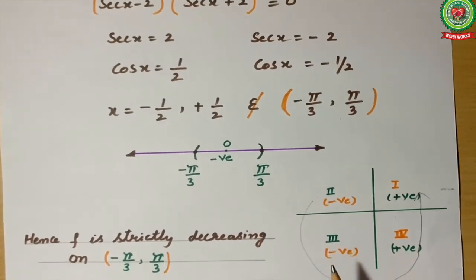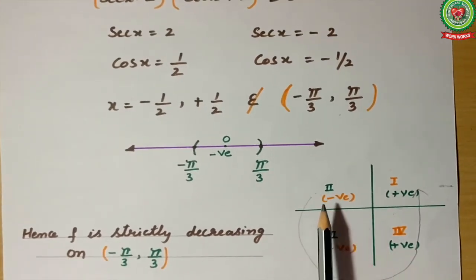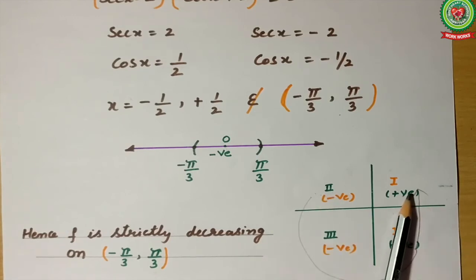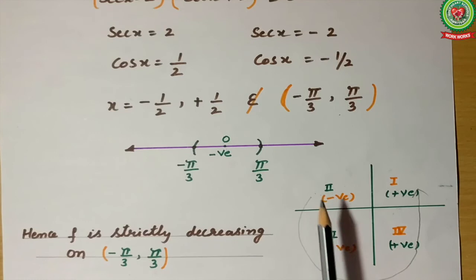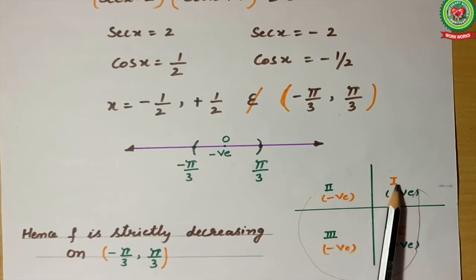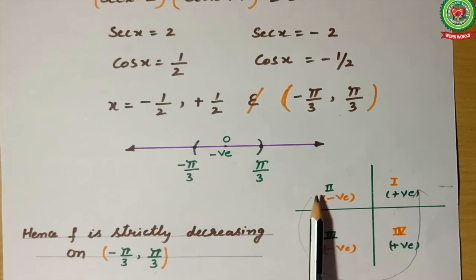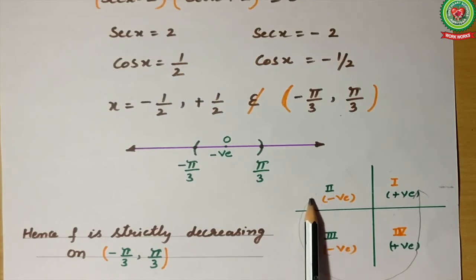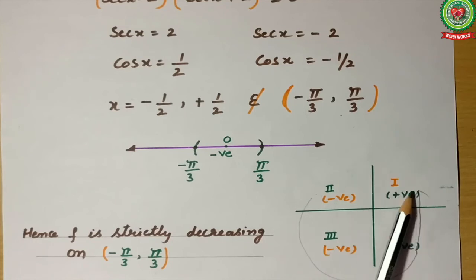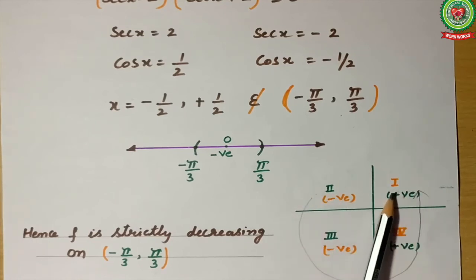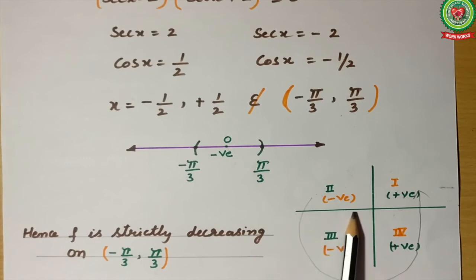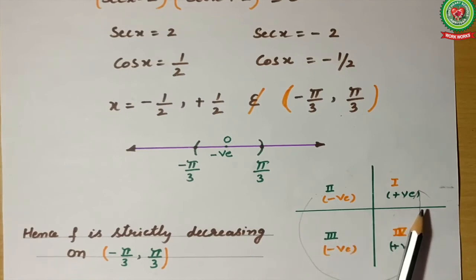Now, according to the quadrants, we will choose any value from minus π/3 till π/3, because cos is negative in the second and third quadrants and positive in the first and fourth quadrants. So we can consider any value from the second quadrant to the first quadrant, not in this order. Let's suppose we put the value 0 there. If we put 0 here, then we will get a negative sign. How will we get a negative sign? Secant 0 is 1 and minus 4 is already there. So 1 minus 4 is equal to minus 3.